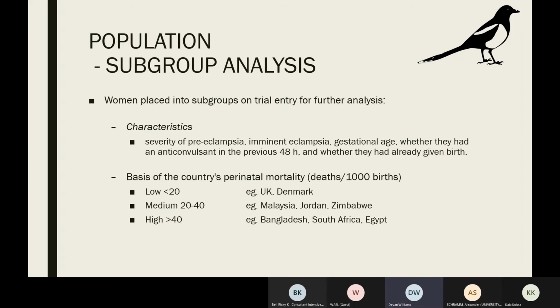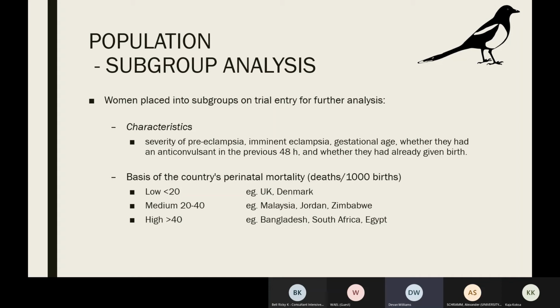They then took more details as well and went on to subgroup analysis about their patients. So some of the characteristics they tracked were the severity of preeclampsia, whether or not it was imminent, gestational age, and I think they had a cutoff of about 34 weeks. Also whether they'd had a previous anticonvulsant, and obviously whether they had yet to deliver or already had delivered.